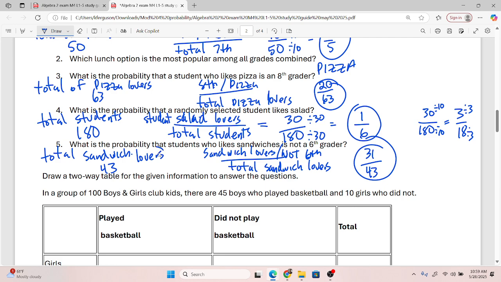Say that you wrote this down right here. All right. Let's just say that. You wrote sandwich lovers 43. You wrote the sandwich lovers not in 6th grade, and then you wrote 30 over 43. That's wrong. Now, if you showed me this and that, I might say, you know what? Maybe she just accidentally wrote the wrong number. She knew what she was doing. She knew exactly what she had to put there. She just put the wrong number by mistake. So, you know what? Maybe I can give her half credit.